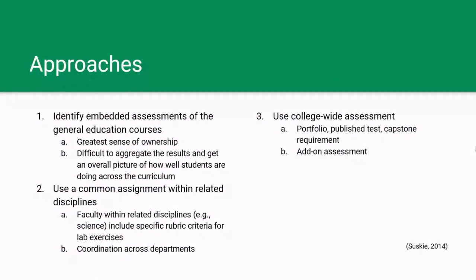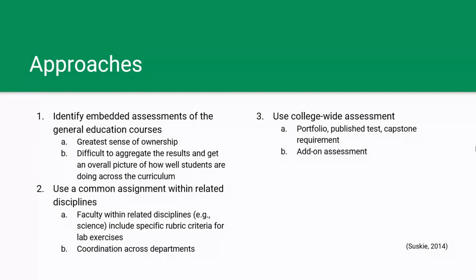So here are overall a few approaches to this. How do we actually tangibly do this on campus? There are a couple of different approaches. The first one is to identify embedded assessments in the general education courses. That means looking at our general education courses, looking at assignments that are already being done there, and using those to assess general education outcomes.